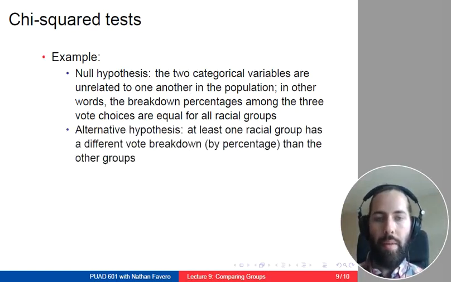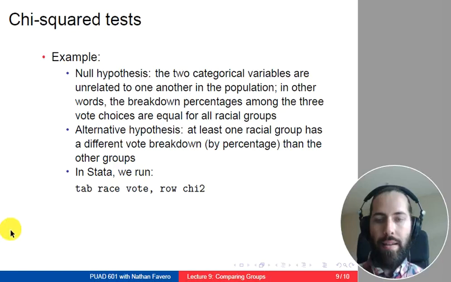The alternative hypothesis is going to be the opposite, specifically that at least one racial group has a different vote breakdown than the other groups. This is again like the ANOVA that we learned about in the last lecture. Just having one group be different is enough for the alternative hypothesis to be true. We're not necessarily saying that every racial group looks different than all of the others.